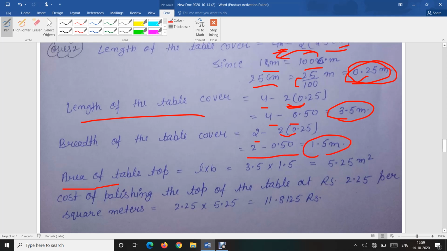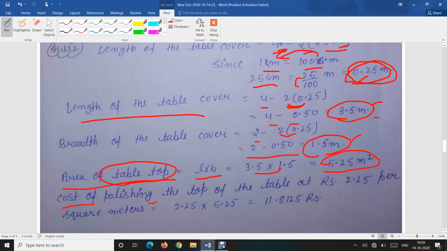From here we can find the area of the tabletop, which is length multiplied by breadth. Obviously this is the area of the tabletop because the hanging portion is excluded here. So 3.5 multiplied by 1.5 is equal to 5.25 meter square.